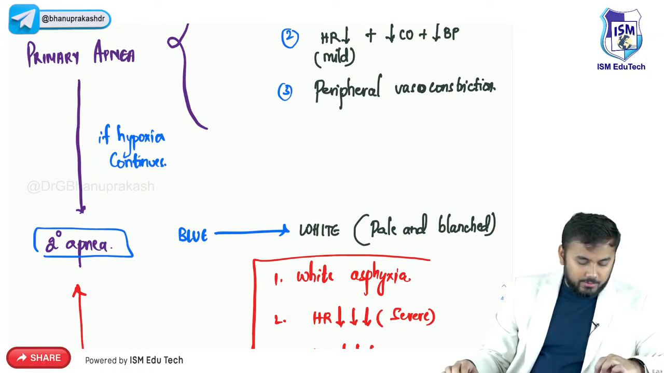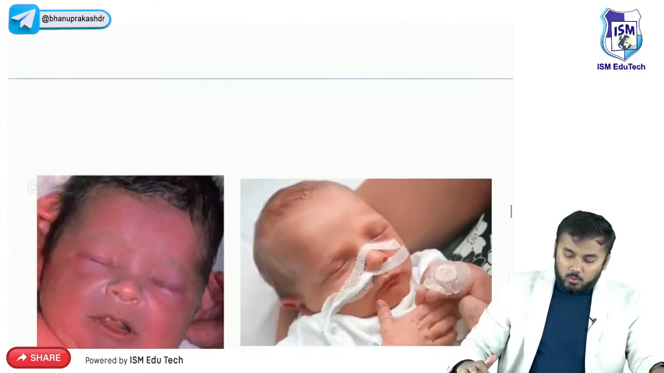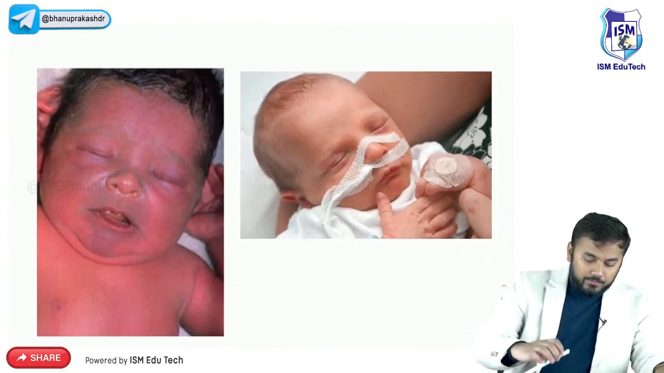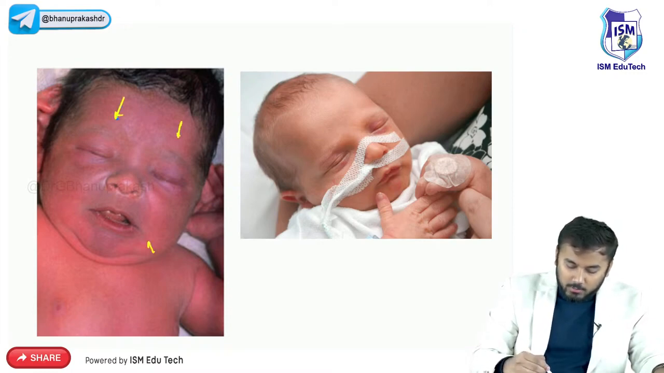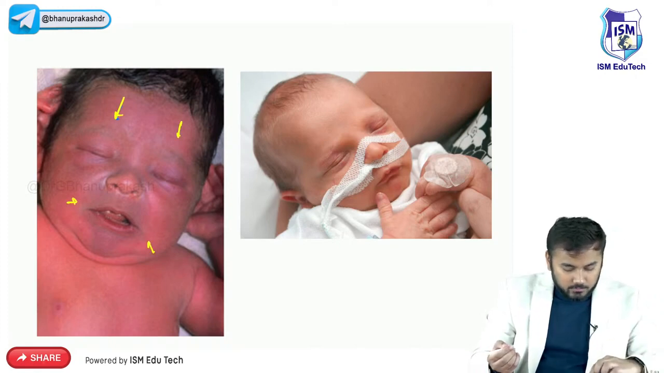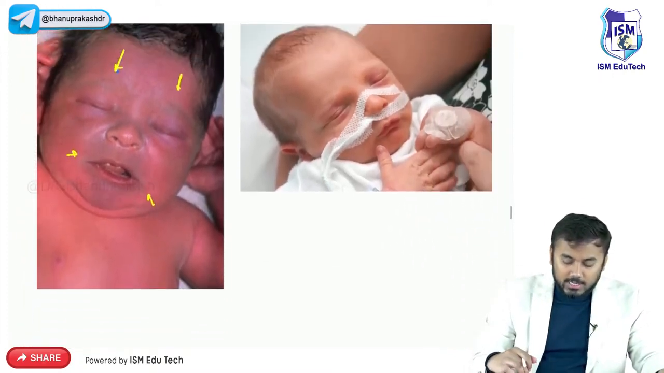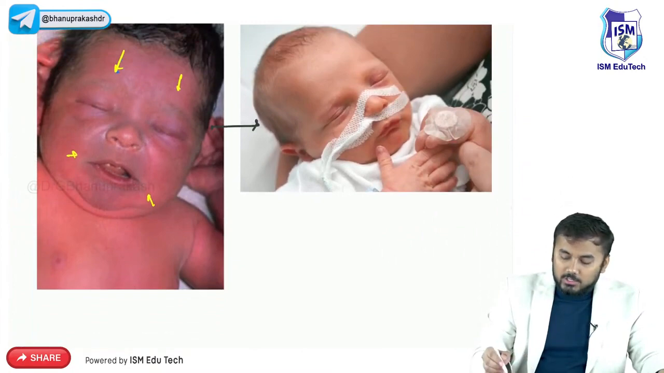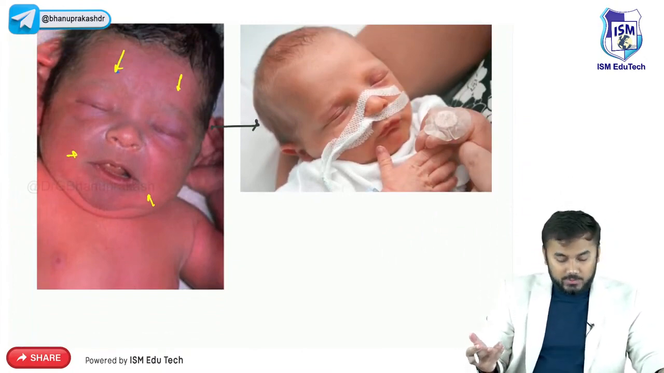Very good. Let's go. Now, all of you look at this picture, guys. Look here, you can see a bluish discoloration. Look, bluish discoloration around the mouth. Right? So this is called cyanosis. And this picture is called pale. You see the baby is pale completely. This is called white asphyxia.